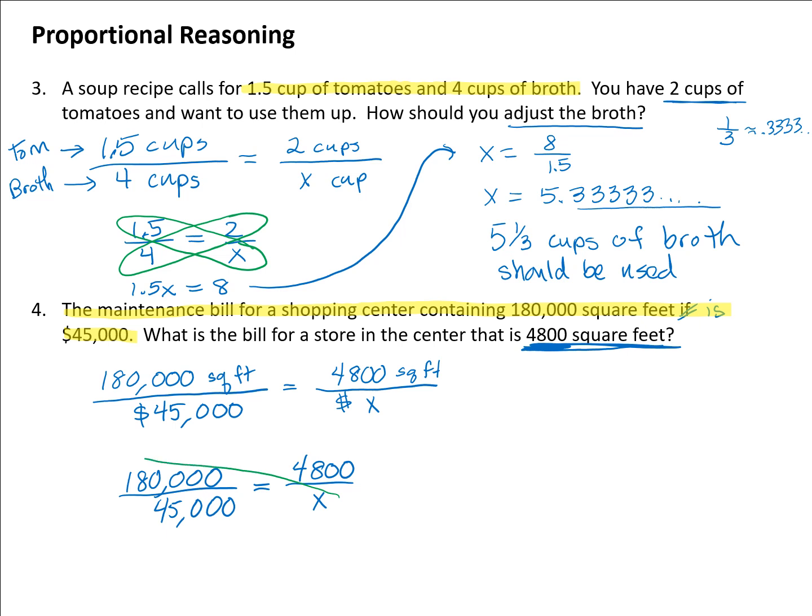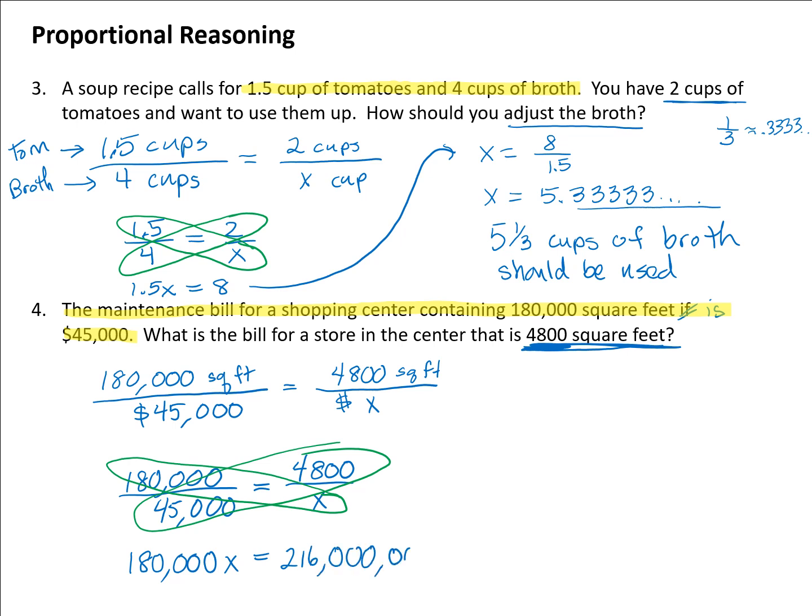And again, using that convenient cross product idea, we get that we have 180,000 times X equal to, now again, use your calculator and watch your zeros here, 4,800 times 45,000. Make sure you get all 3 zeros and no more. So this is 216 million. Look at all those zeros. Make sure you've got 6 zeros there, because I've got that all in.